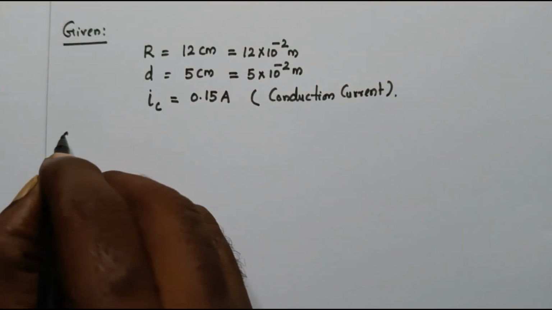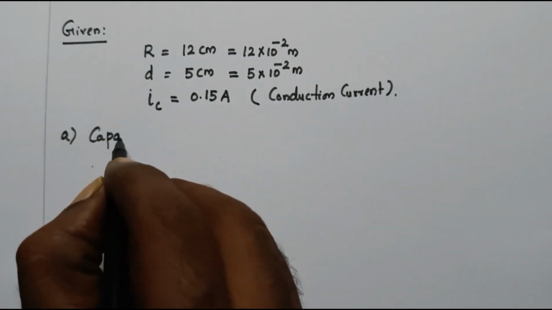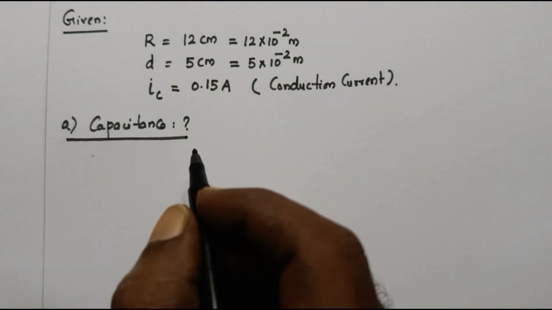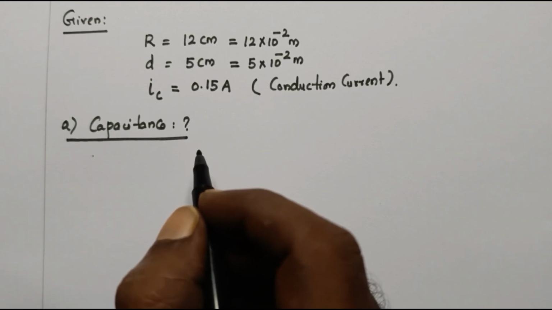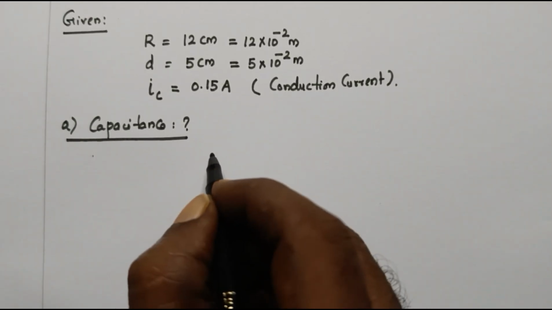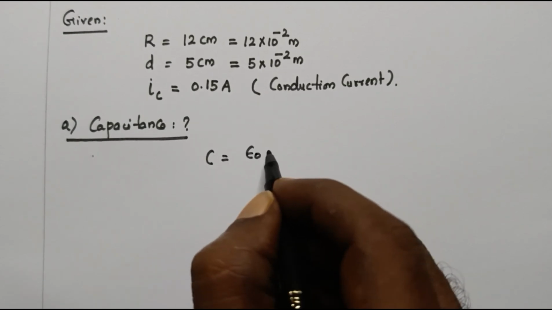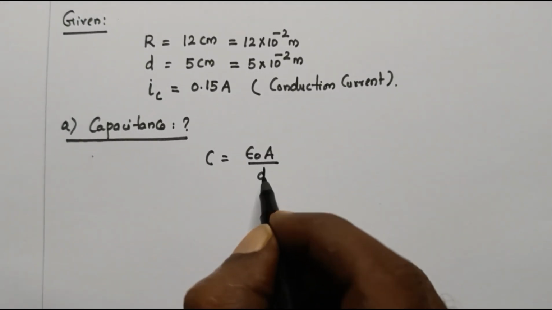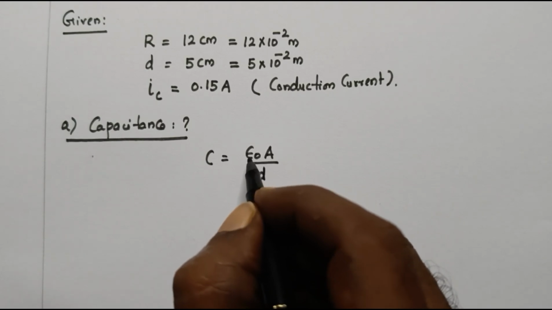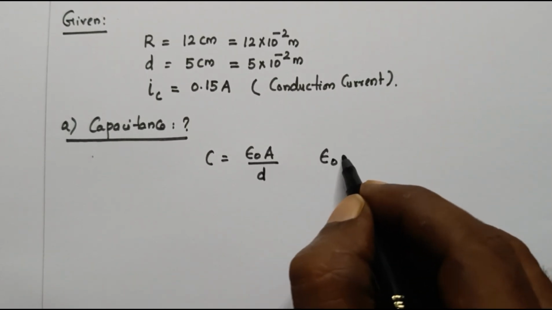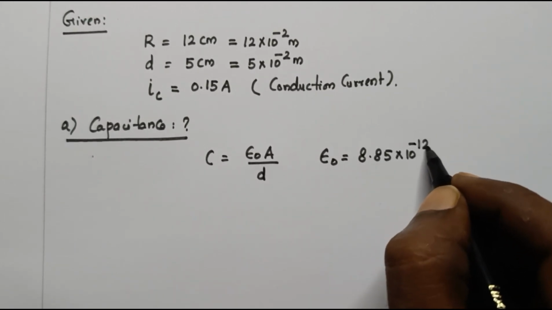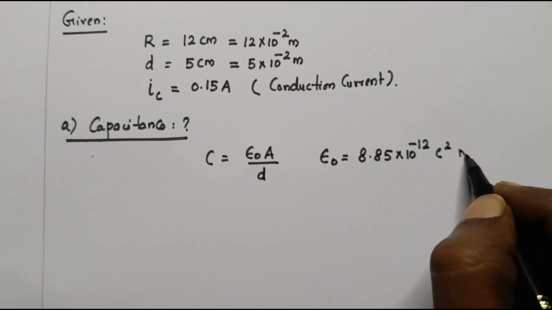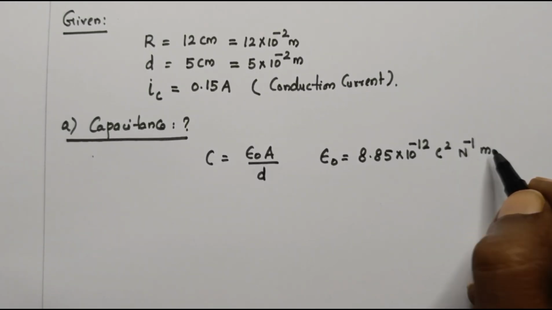First, what is asked? We have to find the capacitance. The two circular plates are parallel to each other. Therefore, we can consider this capacitor as a parallel plate capacitor. The capacitance of a parallel plate capacitor is given by C is equal to epsilon 0 A divided by d. Here epsilon 0 is the permittivity of free space. Epsilon 0 is equal to 8.85 into 10 to the power minus 12 coulomb square newton to the power minus 1 meter to the power minus 2.